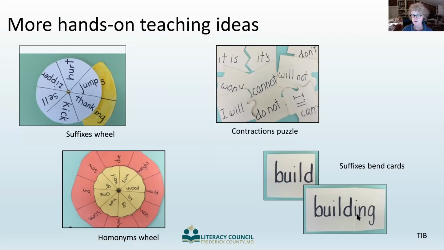Bend cards are really easy to make, and they work really well. So this is the way the word "build" looks, and that's one. It's really useful if a student can make that a sight word. But then lo and behold, you can fold out the missing piece that was folded behind and turn it into "building". And you can do that for suffixes. You could also do that the other way around for prefixes.